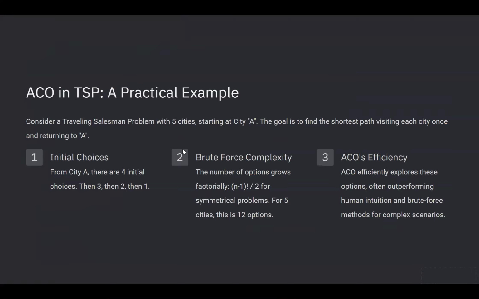ACO and the traveling salesman problem. A common example where ACO is used is the traveling salesman problem. Here, the goal is to find the shortest route that visits all cities exactly once and returns to the starting point. If we try every possible route using brute force, the number of combinations grows extremely fast. Even five cities already give 12 possible routes. Instead of checking all possibilities, ACO simulates how ants explore paths and reinforce shorter routes using virtual pheromones. This allows the algorithm to quickly find near-optimal solutions much faster than brute force methods.